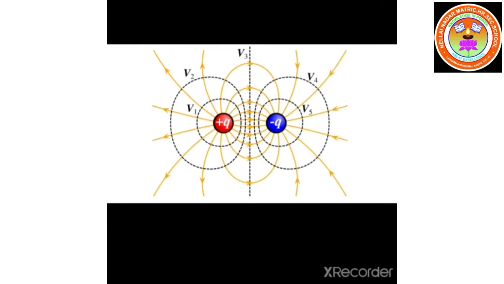Listen to me carefully, students. Making the positive charge move from infinity to a point, for that, how much work was given? That is called potential difference, or electric potential difference. Listen once again. The electric potential difference between two points is defined as the amount of work done in moving a unit positive charge from one point to another point against the electric force.